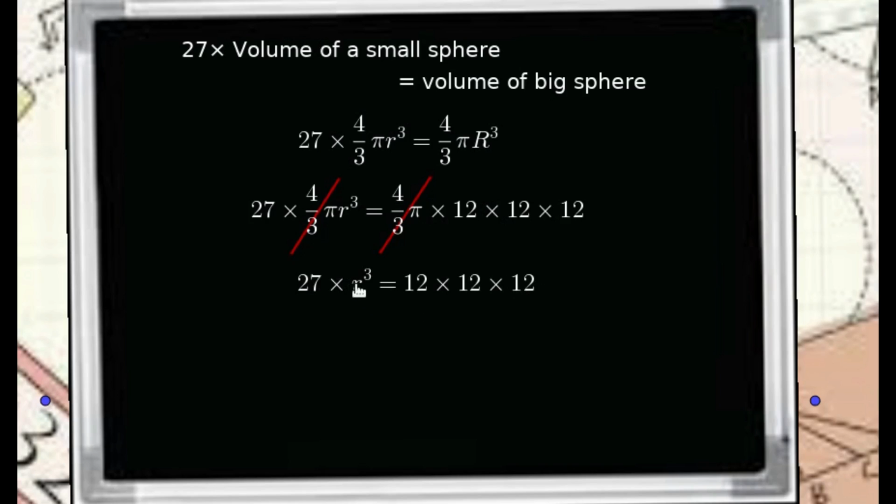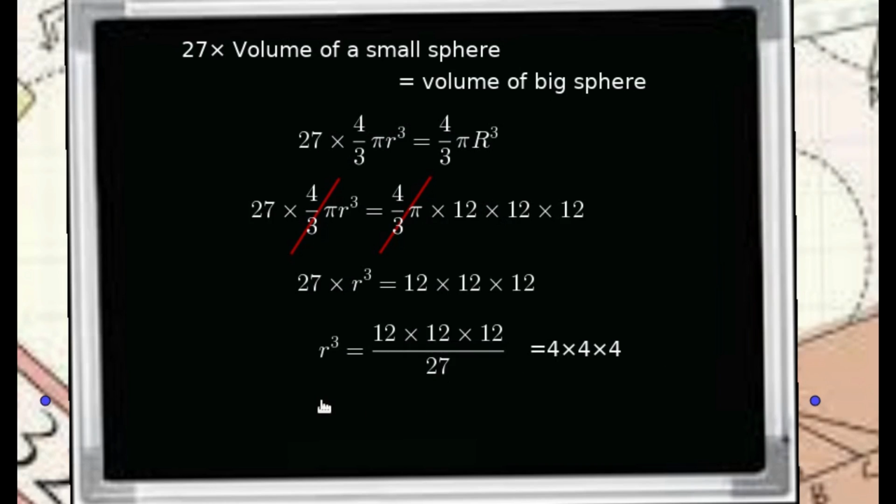What is r cube? r cube equals 12 into 12 into 12 divided by 27. You can simplify that. 3 is the common factor of 12 and 27. 12 divided by 3 is 4, for each 12. And 27 means 3 into 3 into 3. Each 12 divided by 3 gives 4, so we get 4 into 4 into 4. So r cube equals 4 into 4 into 4.